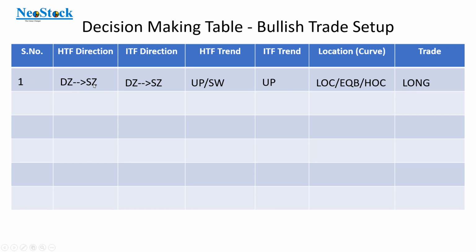Now let us look into the second scenario. In the second scenario, your HTF price direction is changed. Now instead of demand zone to supply zone, the HTF direction is changed to supply zone to demand zone. That means prices entered into your HTF supply zone area, and from there prices are now moving back towards the HTF demand zone. In that scenario, can we take long trades? If we can take long trades, in which situation can we take them?